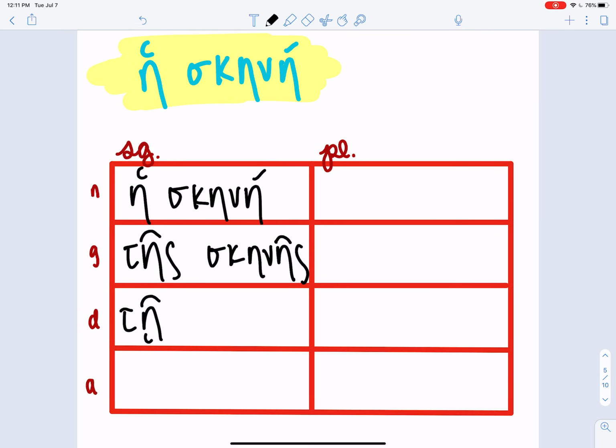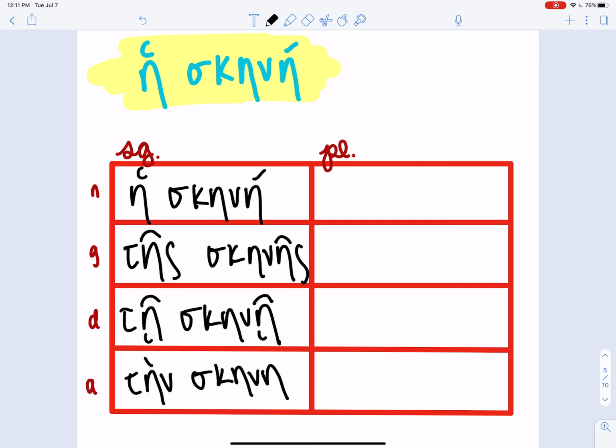Te with an iota subscript and a circumflex, and then skene with an iota subscript and a circumflex. Then for accusative, tain, and again that's going to flip, so that acute becomes a grave, and then skenain. And now we flip back to having an acute again, because we're no longer in the genitive and dative.